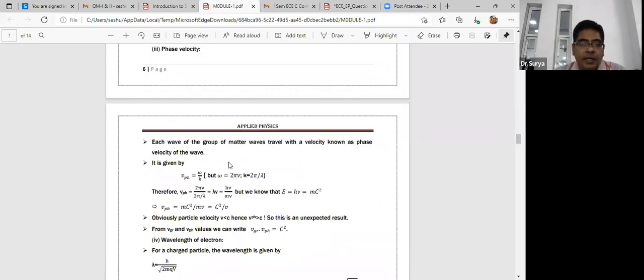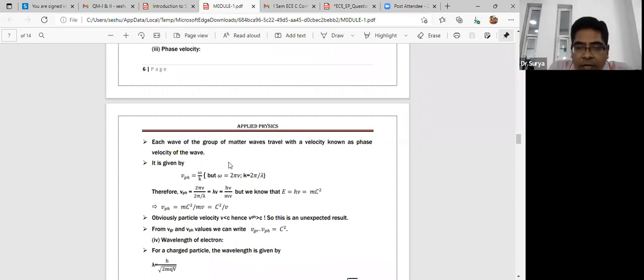See here. Each wave of the group of matter waves travels with a velocity known as the phase velocity of the wave. It is given by V phase equals omega by k, where omega equals 2 pi nu is the angular frequency, and k equals 2 pi by lambda is the propagation constant. Therefore, we can write it as 2 pi nu by 2 pi by lambda, which equals nu lambda, which equals h nu by mv. We know that E equals h nu, and for a material particle, E equals mc square.